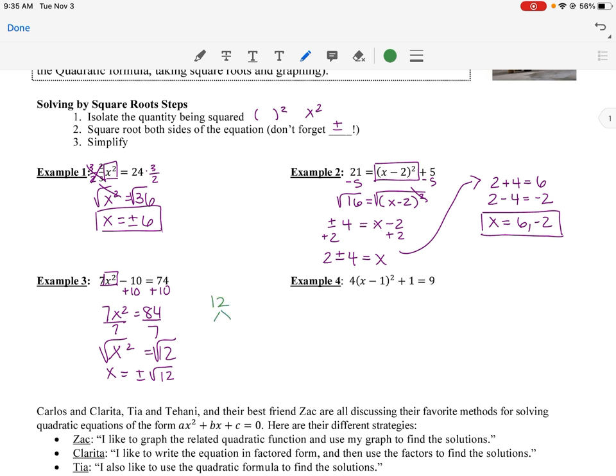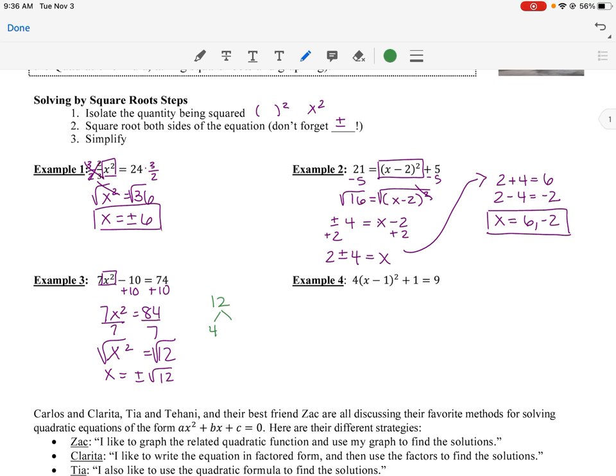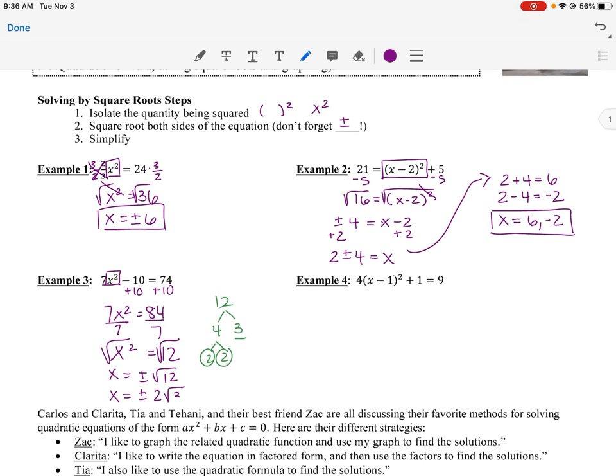In this case, the square root of 12 is not an integer, but I can break it down to 4 and 3, and then 4 down to 2 and 2. So because there's a pair of 2's and then the leftover 3, that's the same as 2 square roots of 3. So x equals plus or minus 2 square roots of 3.